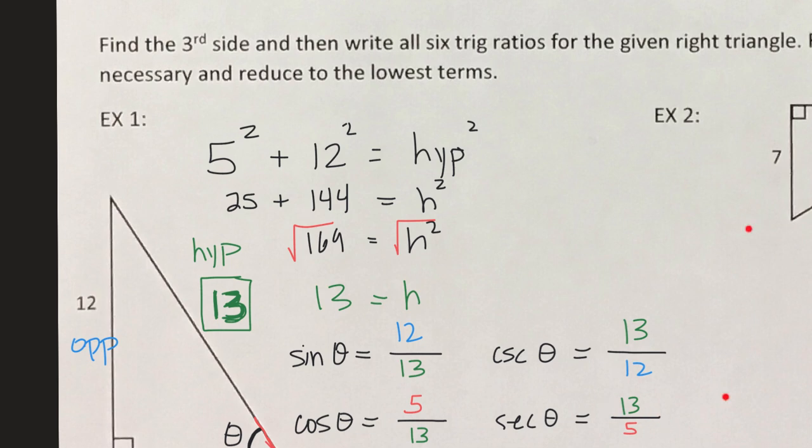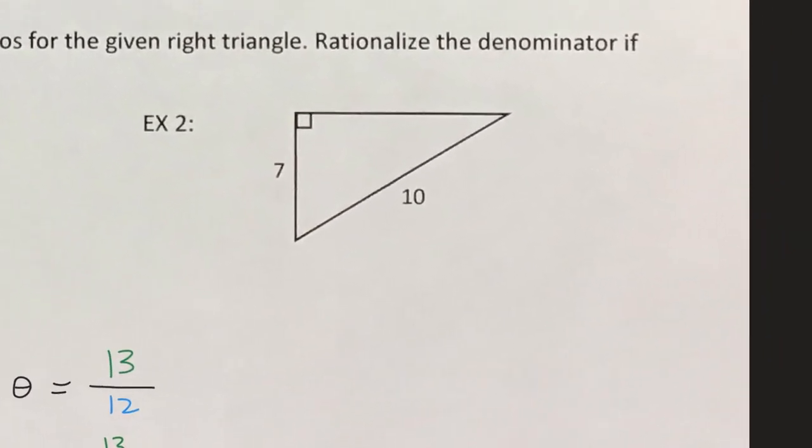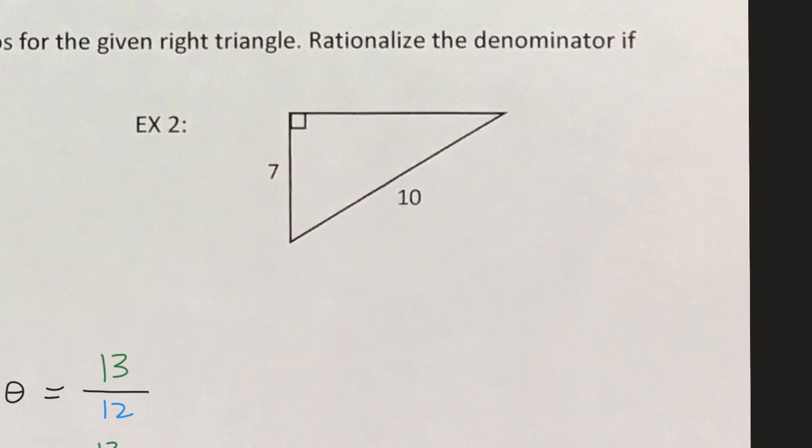Okay, example number 2 is going to be a little bit trickier because 7 and 10 are not Pythagorean triples. But let's do the Pythagorean theorem to find our missing side. Oh, we need an angle for this one too. Let's put it here. Let's make that your reference angle. Sorry it wasn't on there before.